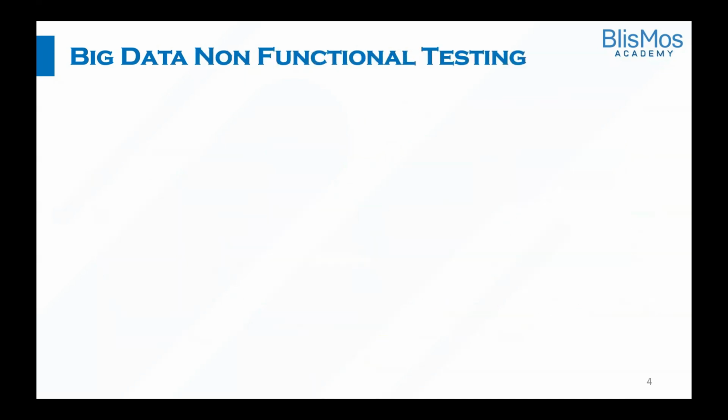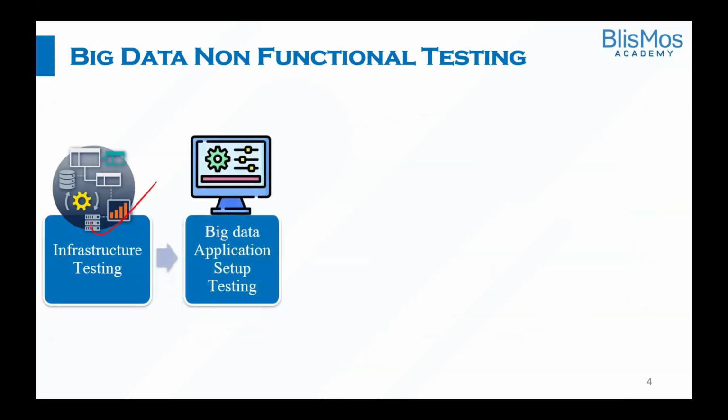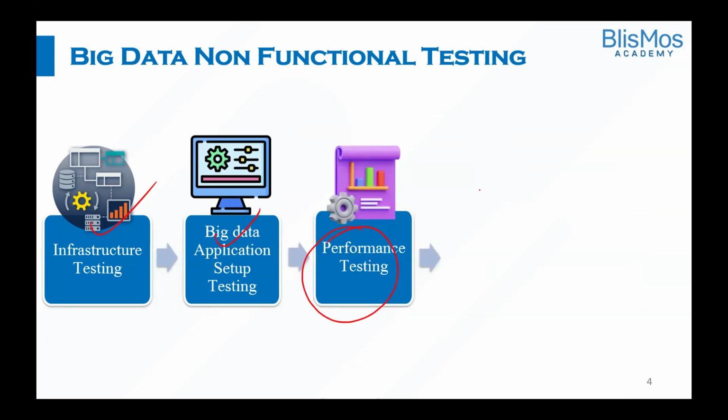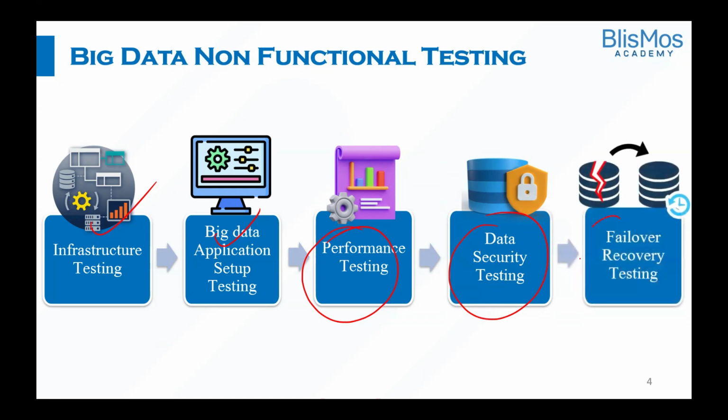And on the non-functional testing, there are different types. One is you can perform the infrastructure testing. You can perform the big data application setup testing. We can perform the performance testing to know the performance of the data pipelines. And we can perform the data security testing. We can also perform the failover recovery testing. We'll look at all of them at a high level in the upcoming videos.